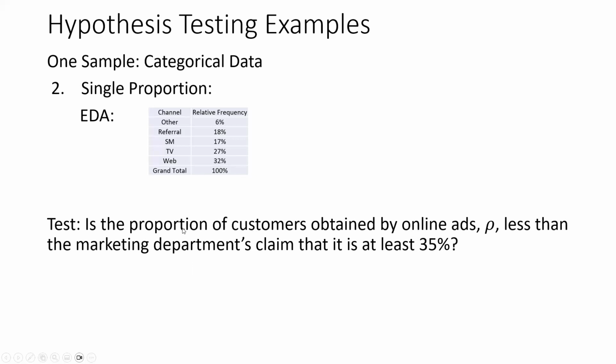So before we go in all high and mighty and say, hey, it's not 35%, it's only 32%, we want to find out if statistically we can have confidence in that claim. So we're going to ask that question. Is the proportion of customers obtained by online ads, rho, less than 35%? Remember, this 32% is our sample proportion, so it's referred to with a p-bar, right?